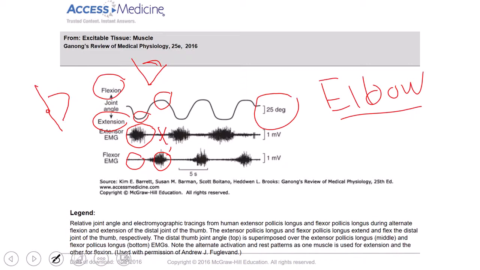Okay, so in your lab, you're going to see something very similar to this. When you're trying to recruit the biceps and quiet the triceps, or recruit the triceps and quiet the biceps, either way, you're going to get some opposite indicators in the EMG analysis that you'll see.